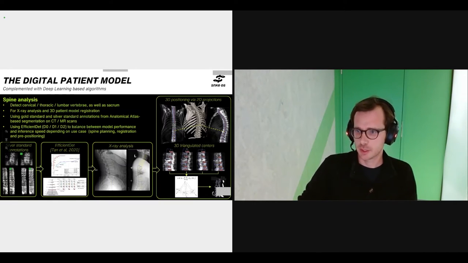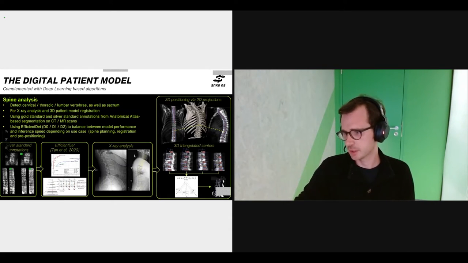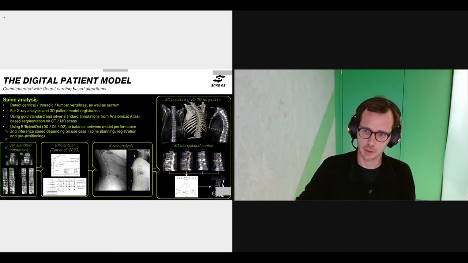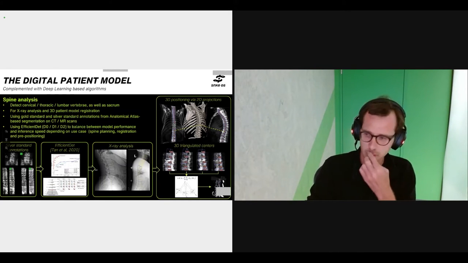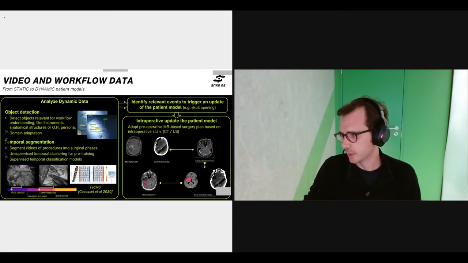So to do that, we use at the same time gold standard annotation, so by medical doctors, but also silver standard annotation from the initial anatomical atlas-based segmentation on CT and MR scans. We use a quite recent standard detection network, like EfficientDet, that allows us to balance between model performance and inference speed, depending on the use case, either if it is for spine planning, for detection in X-ray, or for fast registration and pre-positioning. So that's basically two examples of how we use deep learning to create the static anatomical model of the patient.